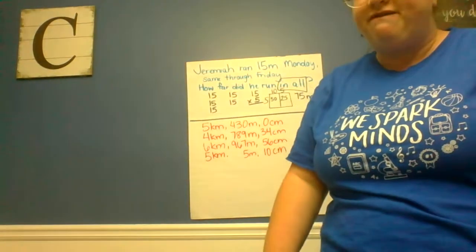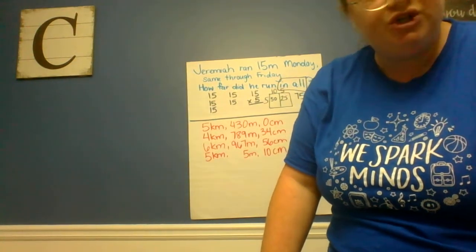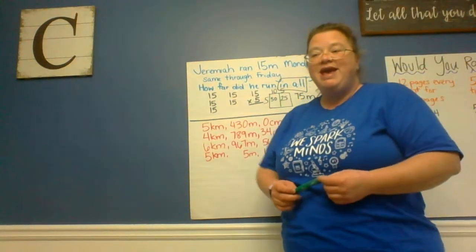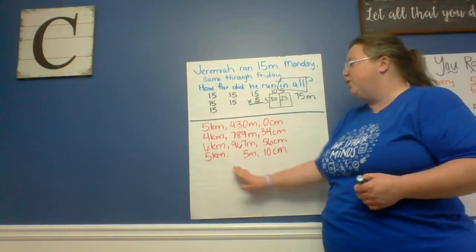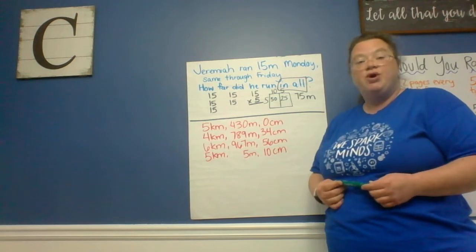Okay. Now, if you look at the next slide, we see Caitlin used her smartphone to keep track of how far she runs during her workouts. Here are her distances. Now, this is a little trickier because we have a lot more information, a lot more numbers.